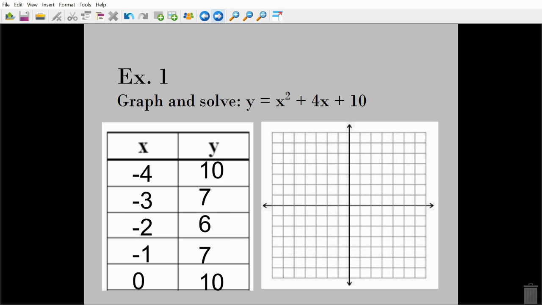And now, when I plug in negative 4, negative 3, negative 1, and 0, I see those points. See how they mirror each other? That's why it's the axis of symmetry. Negative 2, 6 is the middle point.